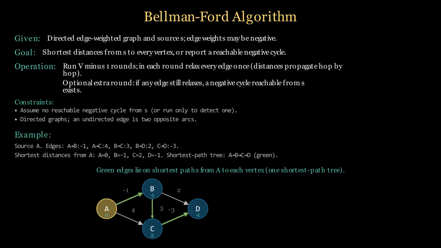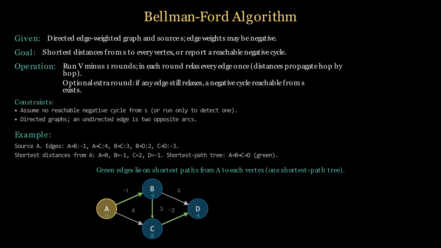Bellman-Ford works toward that goal by running v-1 rounds. Each round relaxes every edge once, so distances improve hop by hop. One more round over all edges checks whether any distance can still improve, which would mean a reachable negative cycle.